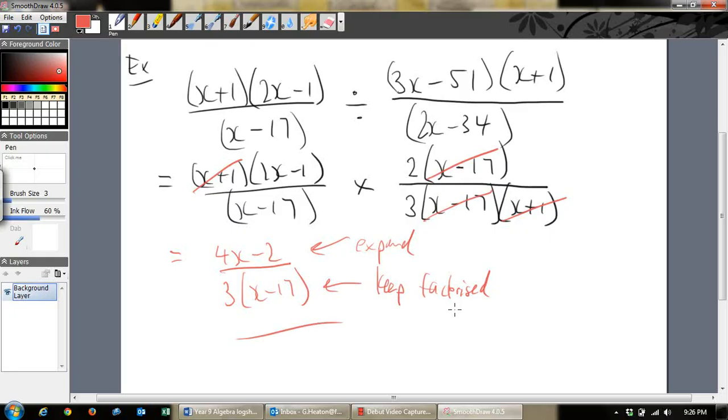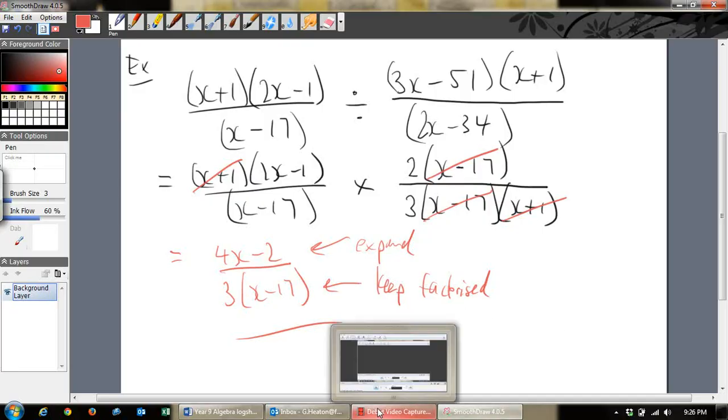And that's all about multiplying and dividing fractions. Hope you have lots of fun with those. I know I always do.